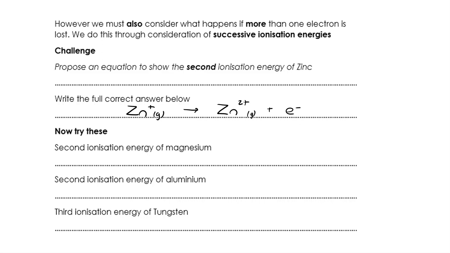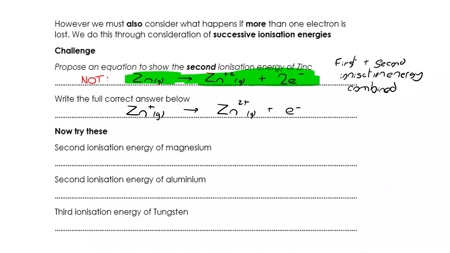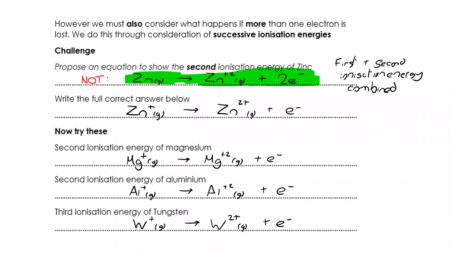Now the most common wrong answer is people jumping from Zn all the way to Zn2+, losing 2 electrons. What you've actually got there is the combination of the first ionization energy and the second ionization energy. So you've got to be very careful with that. With all of that in mind, try the remaining 3. And hopefully you're along the right lines. In second ionization energy, it's always a gaseous +1 ion going on to a gaseous +2 ion, losing an electron, and obviously scaling that up to molar quantities.